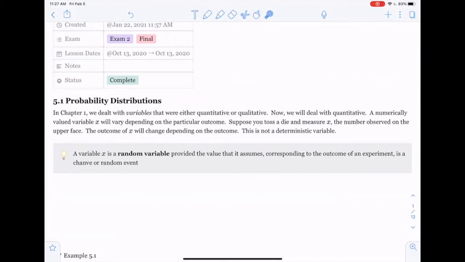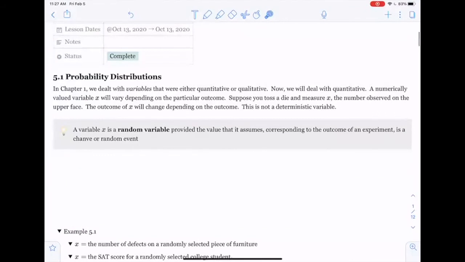So the value of x might be 1, might be 2, or so on. And each of those possible outcomes is linked to a likelihood that that top face is going to show. And the key here is this is not a deterministic variable. And so we need a new term. A variable x is what we call a random variable, provided the value it assumes corresponds to the outcome of an experiment, but the value it has is given by chance or some random event.